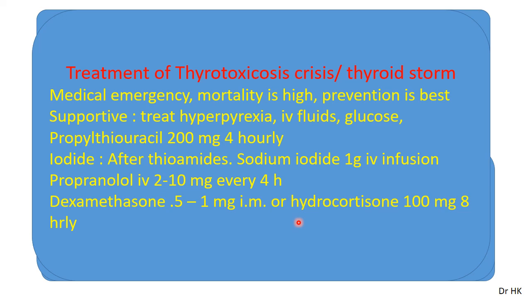It is given as sodium iodide 1 gram IV infusion, then propranolol for symptomatic relief, intravenous 2 to 10 milligram every 4 hours. Dexamethasone is given 0.5 to 1 milligram intramuscular. Both of these drugs, propranolol and dexamethasone, can inhibit peripheral conversion of T4 to T3. And hydrocortisone can also be used, 100 milligram 8 hourly.